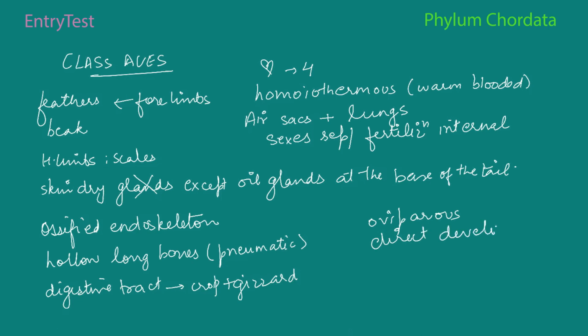So let's just go through these features once again to revise them. So under class Aves, you have feathers, which are basically modified forelimbs, and they have a beak. The hind limbs have scales. The entire skin is dry and without any glands except for oil glands at the base of the tail. They have an ossified endoskeleton with long hollow bones that are filled with air cavities, so we call them pneumatic. The digestive tract has two extra chambers, that is the crop and the gizzard. The heart is four-chambered. They're warm-blooded animals. For respiration, they have air sacs and lungs. The sexes are separate. Fertilization is internal. And they're oviparous. They lay eggs and the development is direct.